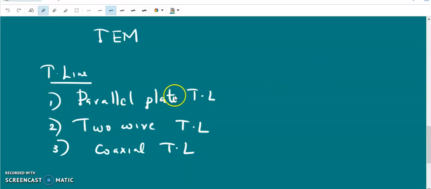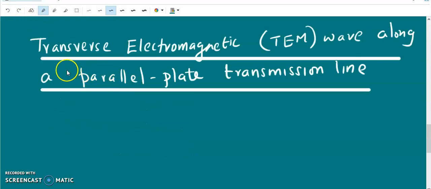So the transmission lines can support other modes like TE mode, transverse electric, transverse magnetic, etc. So we will discuss about this in the next part of this module. So transmission lines can support TEM, TE, TM, while the other single conductor waveguides can support TE and TM alone. So now we discuss the transverse electromagnetic waves along a parallel plate transmission line.